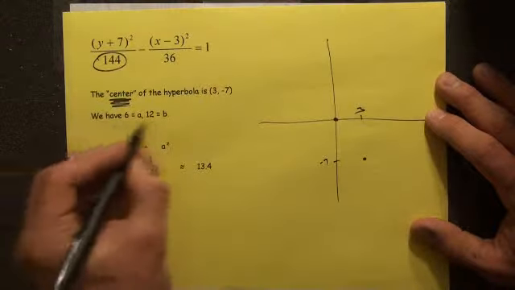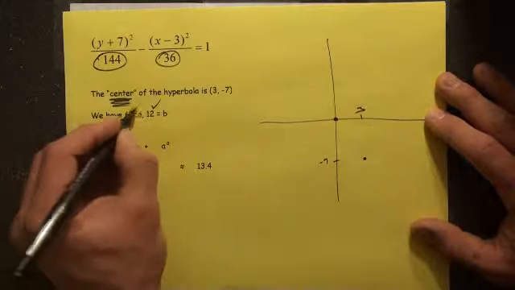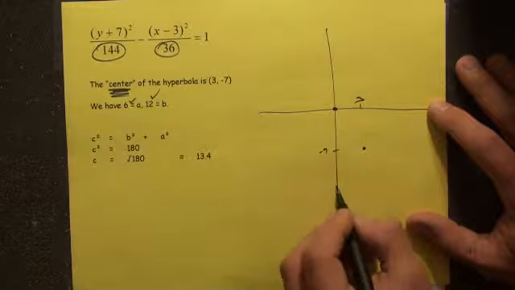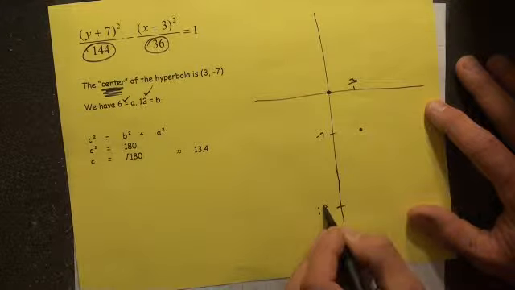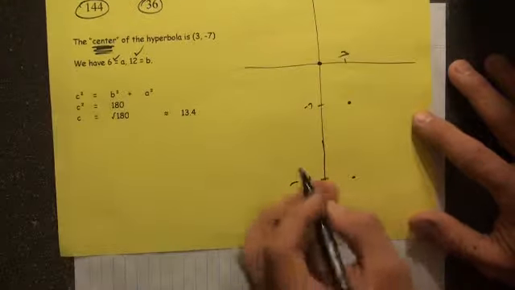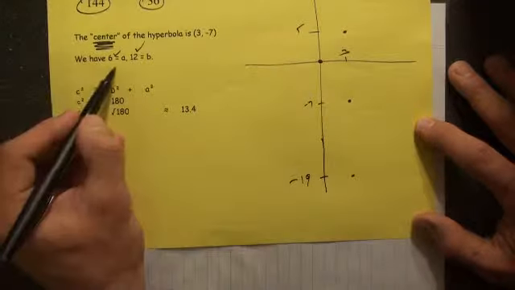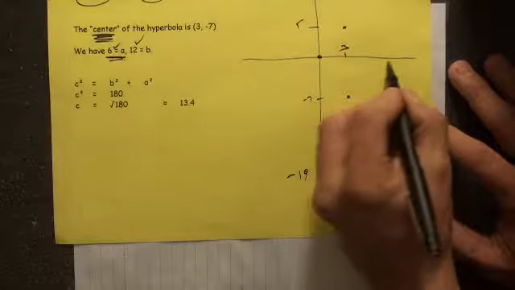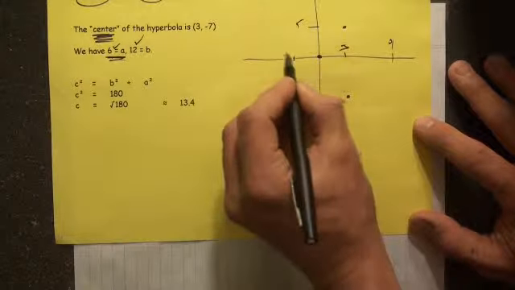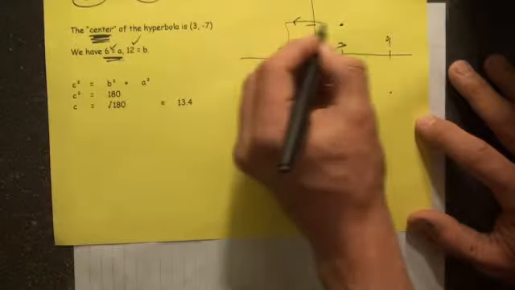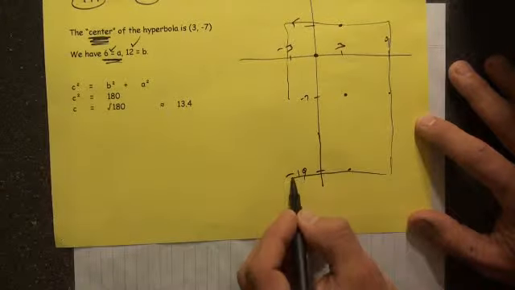This gives us a b value of 12. This gives us an a value of 6. So we're going to go up and down 12. That's going to take us down to a negative 19. We're going to go up 12. That's going to take us up to a positive 5. We're going to go to the right and left 6. That's going to take us out to a 9 and over to a negative 3. So we're going to be here and here. So this would be the asymptote box, or whatever this is called.